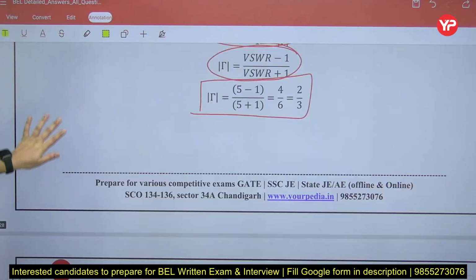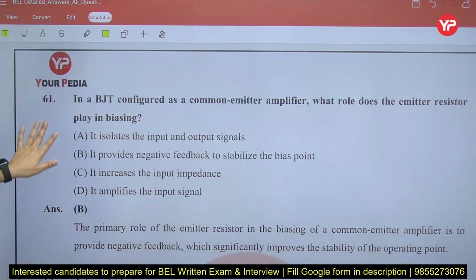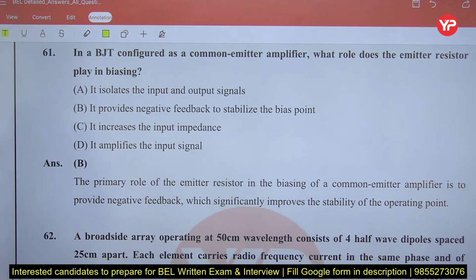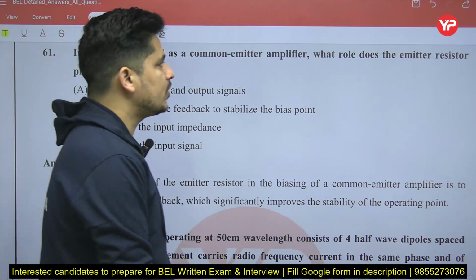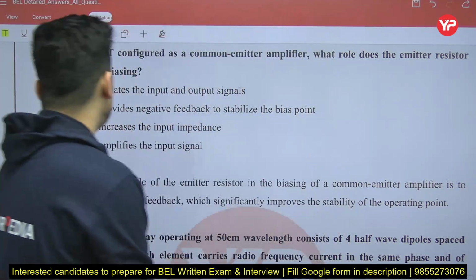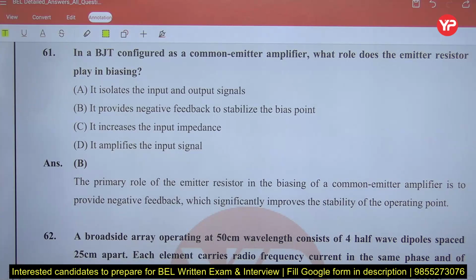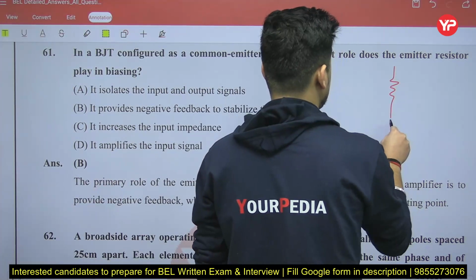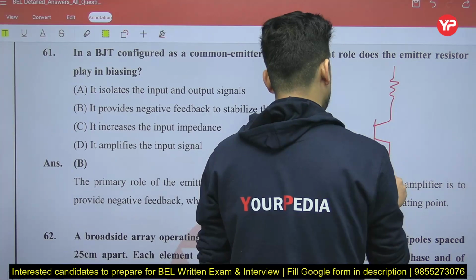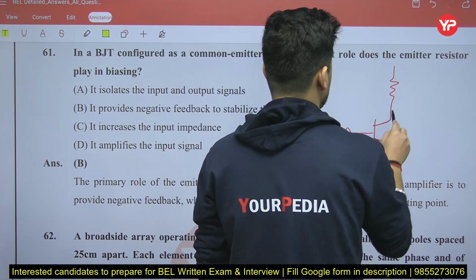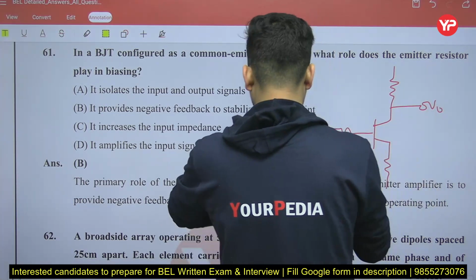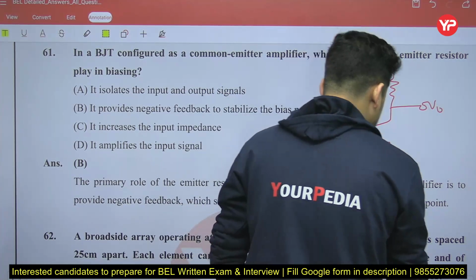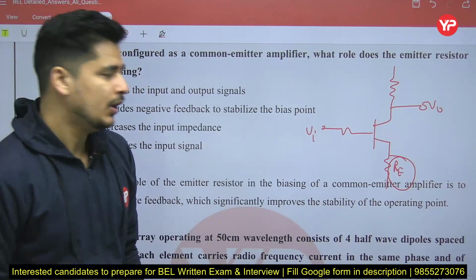Most of the formula based questions are here. The next is: in a BJT configured as a common emitter amplifier, what role does the emitter resistor play in biasing? Basically, I already told you that when you have an emitter resistance here, we are taking the output here, we have the input here, this is your RE resistance. So this RE resistance will provide you the negative feedback.